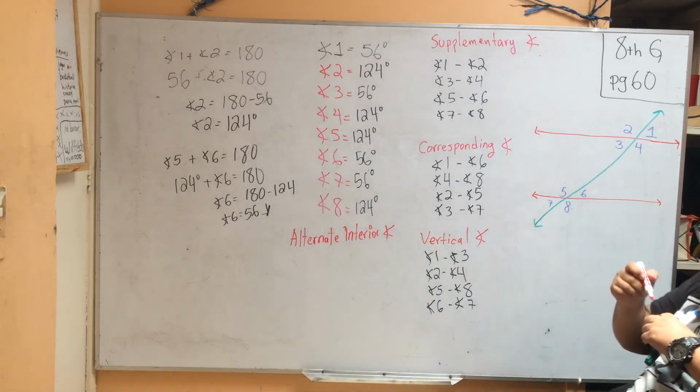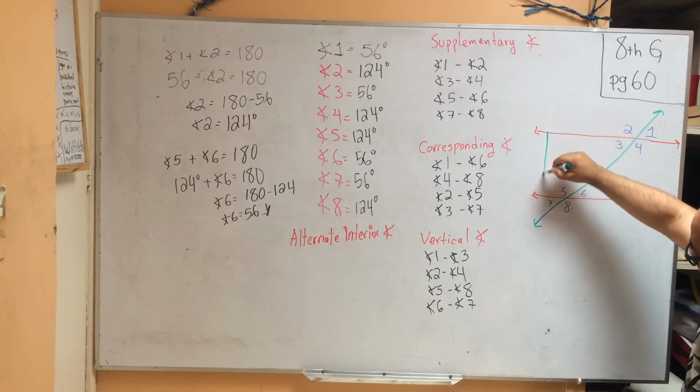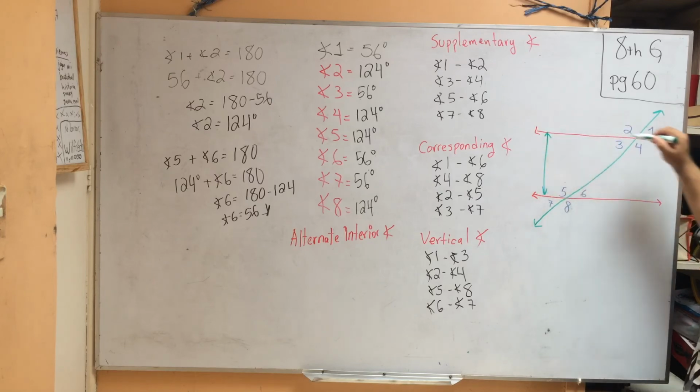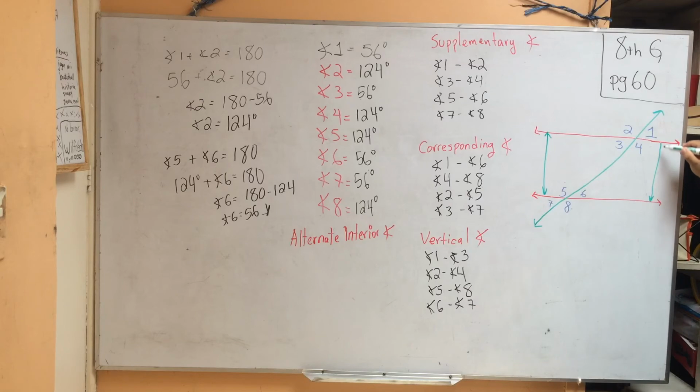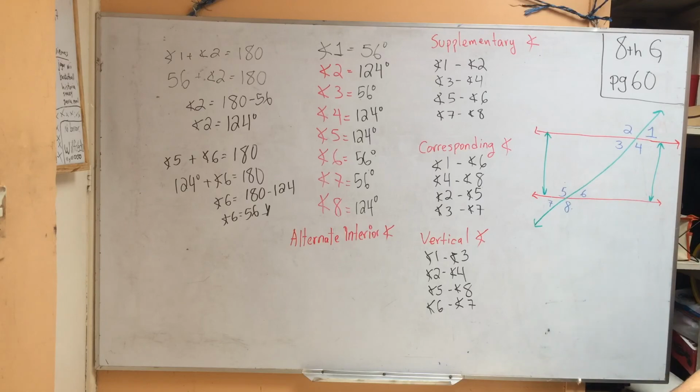So alternate interior angles in this diagram mean that they are interior. Remember, what do we call interior angles? Interior angles are the ones that are formed in the space between the two parallel lines. So all of the angles that are inside this space are interior angles. And alternate means that they are on the other side. In this case, the only interior angles are 3, 4, 5, and 6. Those are interior, but they are asking for alternate. So alternate means that they are on the other side.